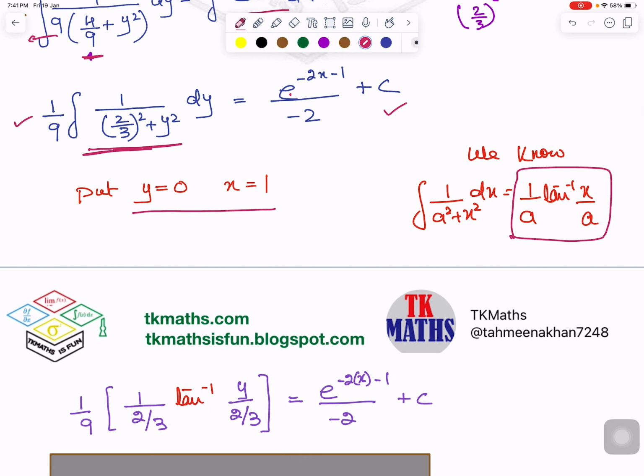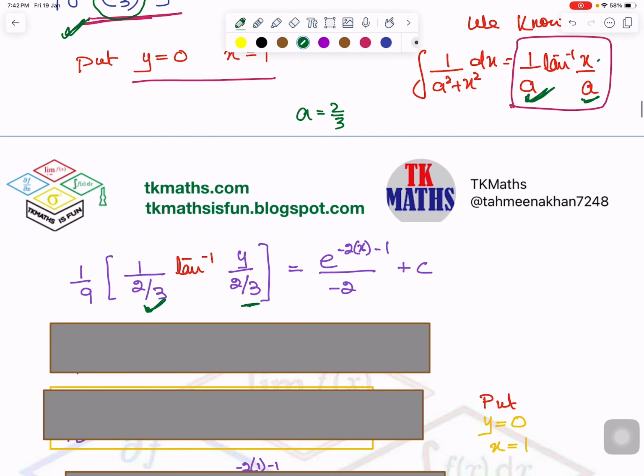So you can see here, just a minute. So you can see here, my a from this was 2 upon 3. Okay. You can see here, this is what I'm taking as a. So in this formula, in place of a, I'm writing 2 over 3 here. You can see here. And my variable is y instead of x. And again, a is 2 upon 3. So this is how I have gotten it. And then I will plug in the values x equals 1 and y equals 0. I hope so far it is clear.